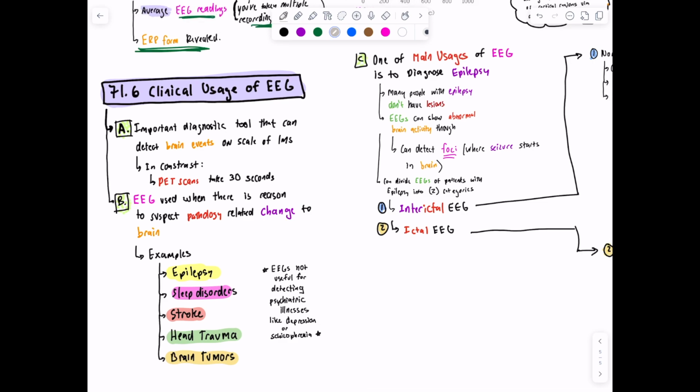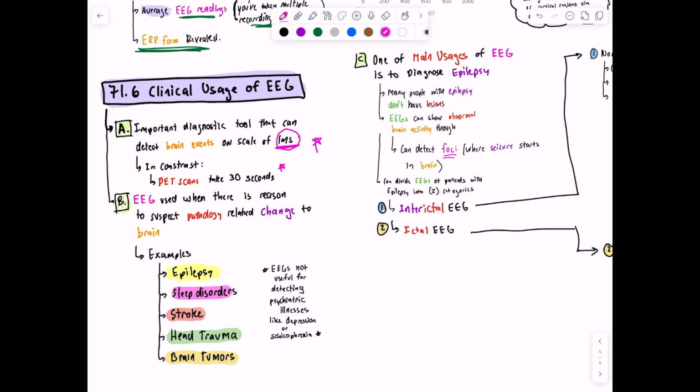All right, so then what are the clinical usages of EEGs? Basically, the idea is this is a useful diagnostic tool because it is fast, right? You can measure brain events on the scale of 1 millisecond. PET scans, for instance, also looking at the brain, take about 30 seconds to make.